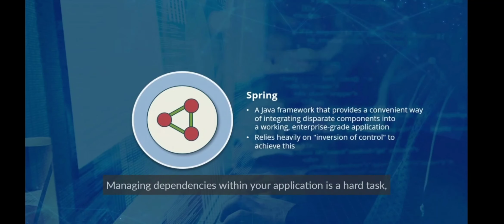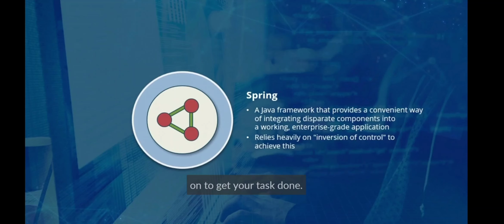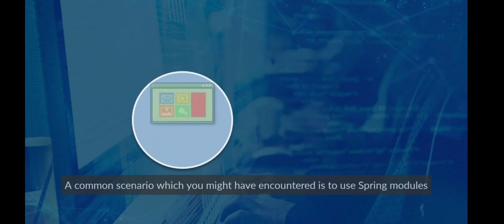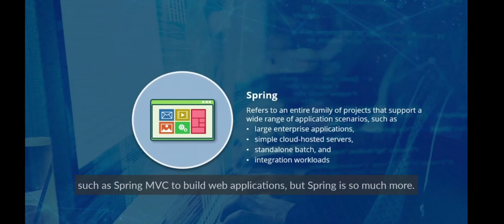Managing dependencies within your application is a hard task, especially in Java when you have a number of libraries that you could depend on to get your task done. Inversion of control implemented using dependency injection makes this easy in Spring. A common scenario which you might have encountered is to use Spring modules such as Spring MVC to build web applications. But Spring is so much more.